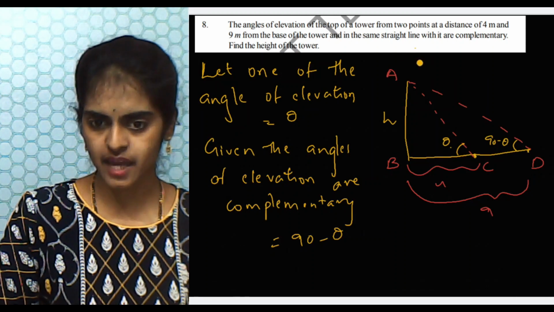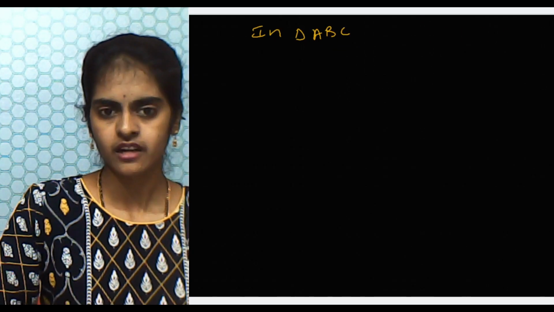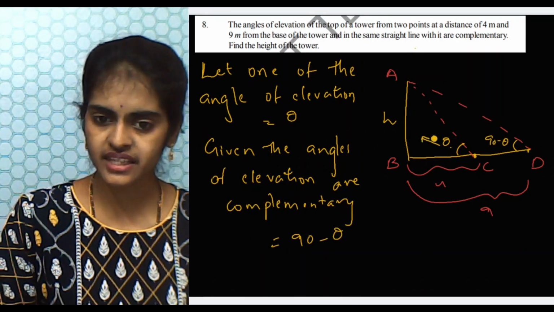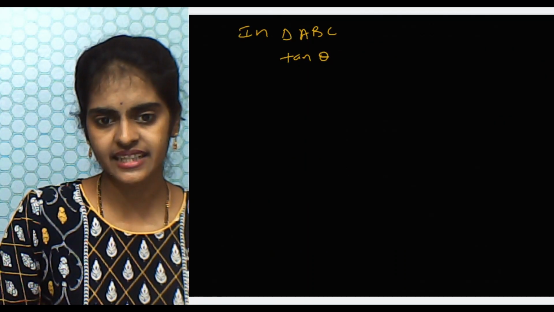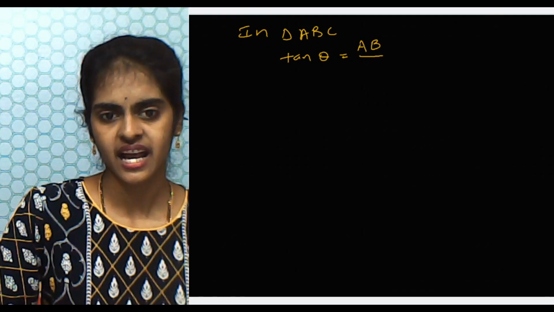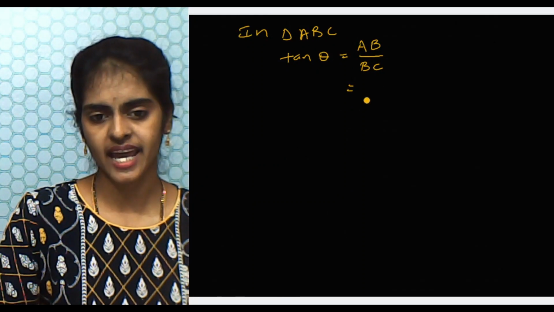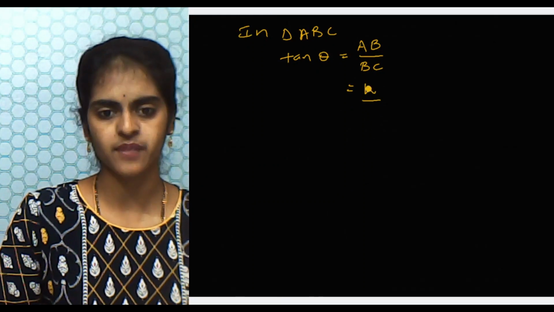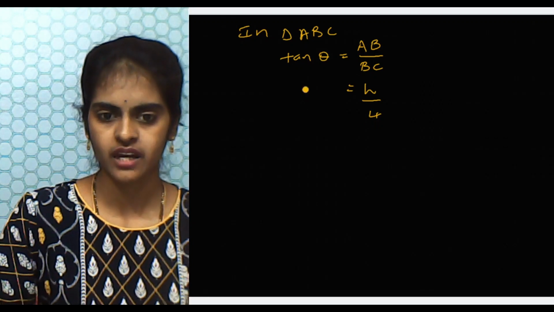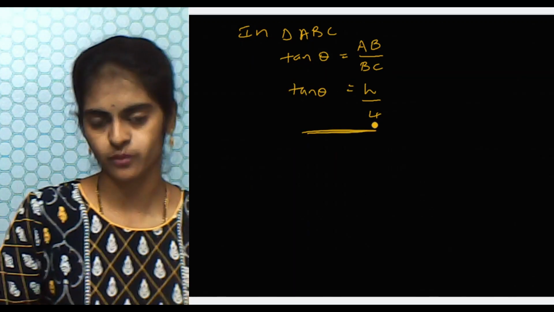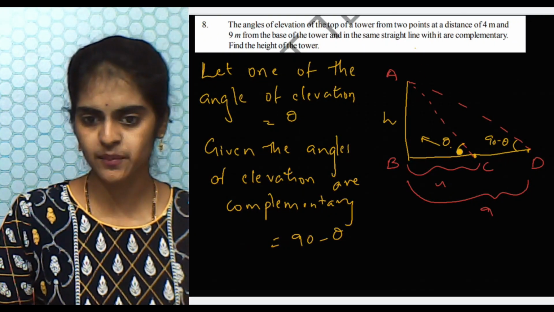Just see here in this triangle ABC. Let us take the first triangle. So in triangle ABC, what is tan theta? Here you have the opposite side by adjacent side. So tan theta is equal to opposite by adjacent side, which is BC. So AB value you don't know, it is h divided by BC, which is given as 4. Let me write it here. So tan theta is nothing but h by 4. One relation you got.